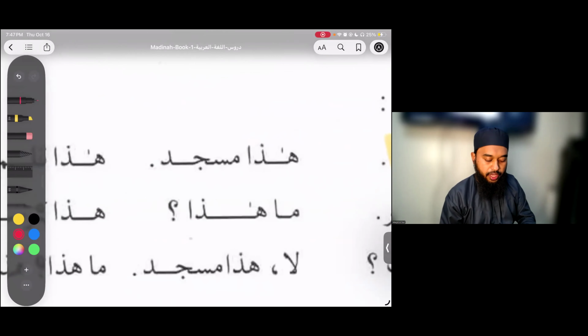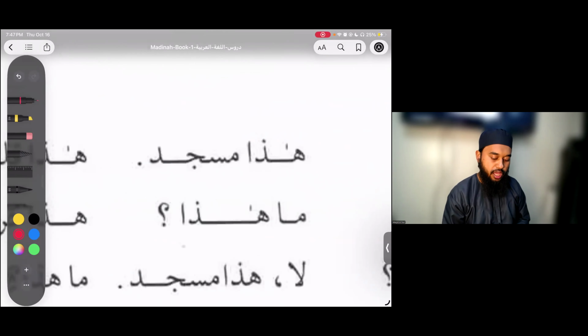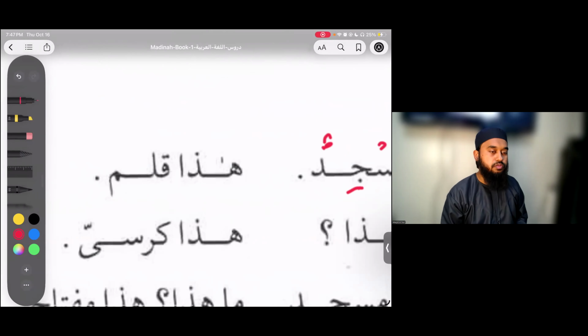Now we already know this word. You're not going to say this is masjid, right? You're going to say this is masjid. هذا مسجد. Masjidun, right? We move on to the next one. قلم. Okay? قلم.